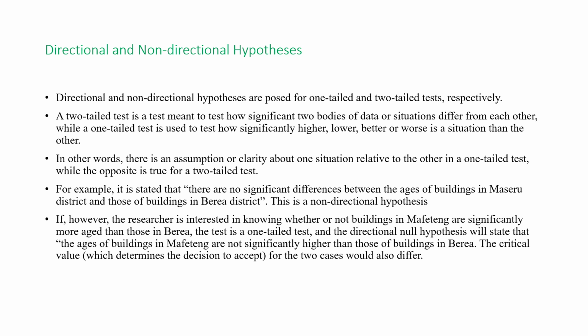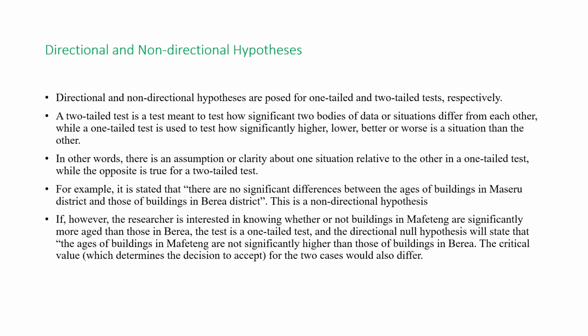For example, if it is stated that there are no significant differences between the ages of buildings in Maseru district and those of buildings in Berea district, and I ask you what type of hypothesis this is, is it one-tailed or two-tailed? Is it a directional or non-directional hypothesis? If you look at it critically, it's only testing whether there are significant differences. It doesn't have any direction. So that is a typical example of a non-directional hypothesis.